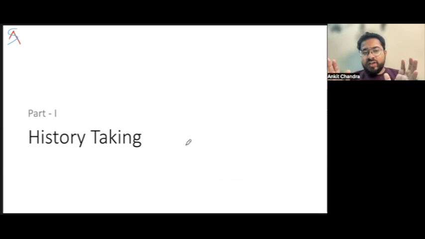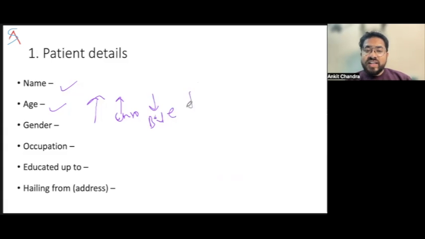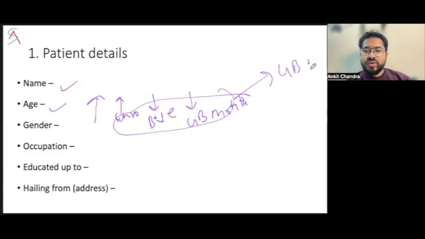And now we'll move toward the history taking. Definitely we'll ask the name for identification, then age. Generally, as the age increases, your chances of gallbladder stone increase. Why? Because the cholesterol level increases in the body, there is a decreased bile pool, and there is decreased gallbladder motility.